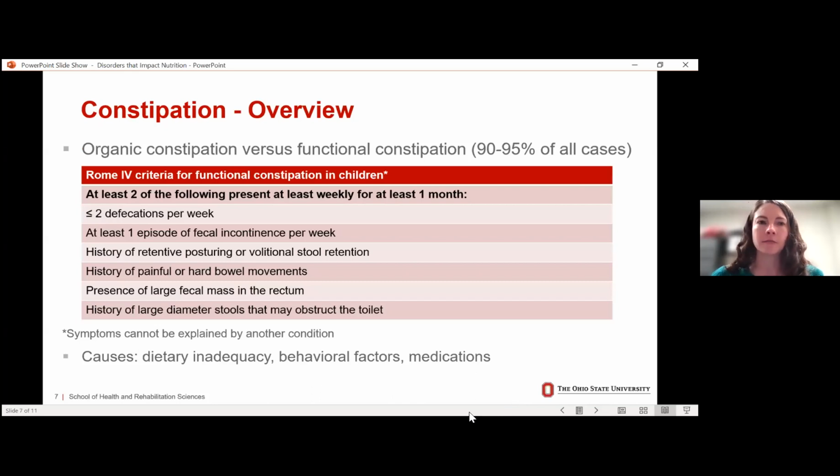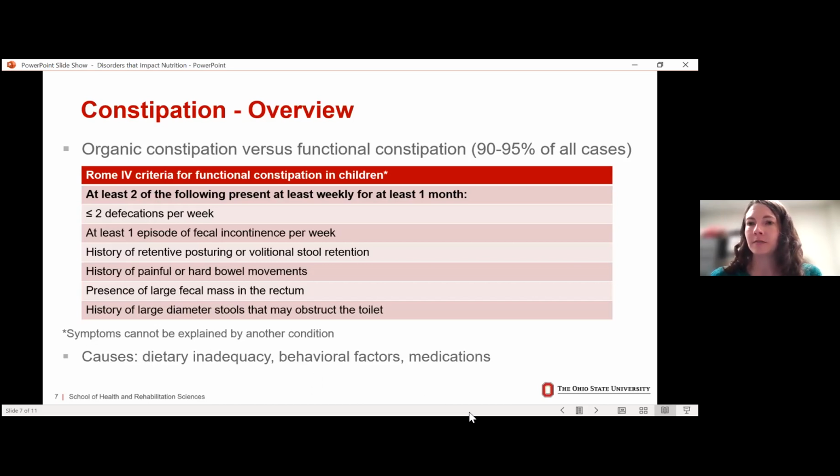So the second thing I want to cover is constipation. I think that this is pretty widespread in a lot of different pediatric populations. There is organic constipation as well as functional constipation. Organic constipation is only a small percentage of cases, about 5 to 10%. Most cases are functional constipation. The difference is that organic constipation is due to some type of underlying medical condition that's driving that constipation.